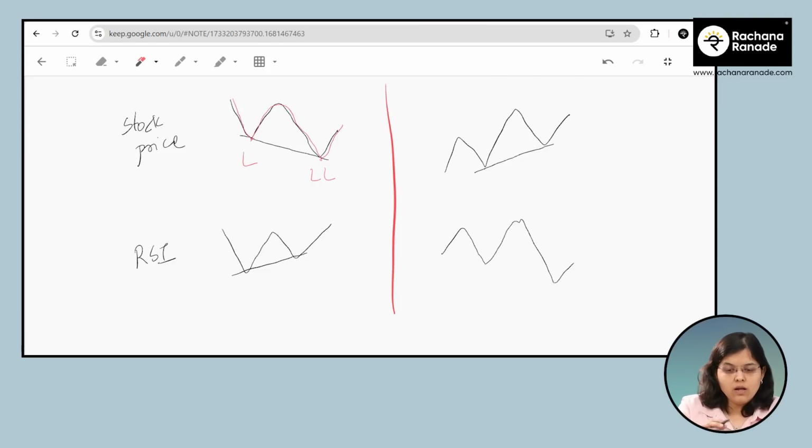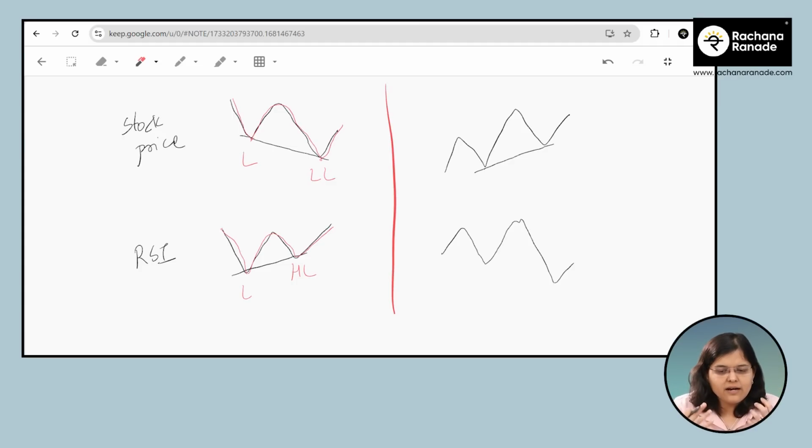Now ideally, if the stock price is showing a lower low, RSI could have shown a lower low as well. But what has happened with RSI? Let us check. RSI showed a low, there was a pullback, and now it has seen a higher low. So can I say that the trend that RSI showed was different from what the stock price showed? The answer is yes, and that is why we call it a divergence.